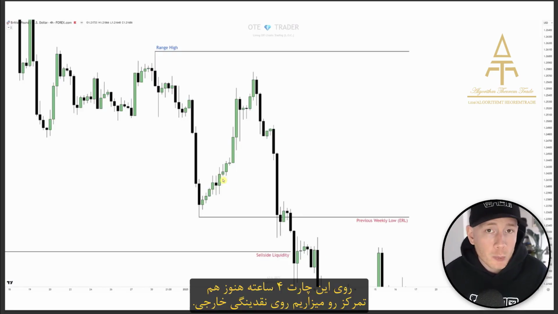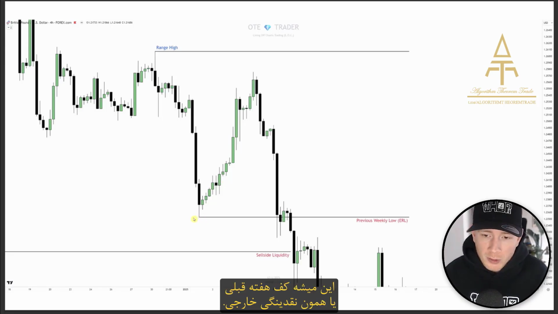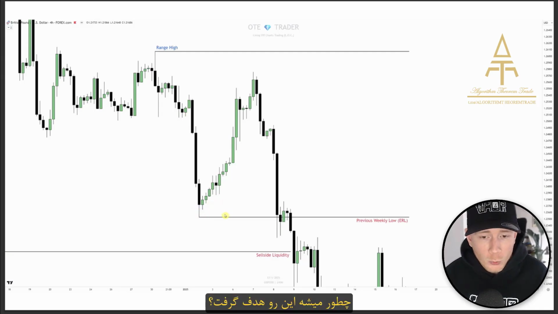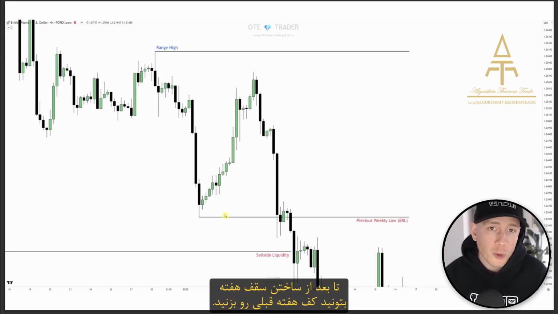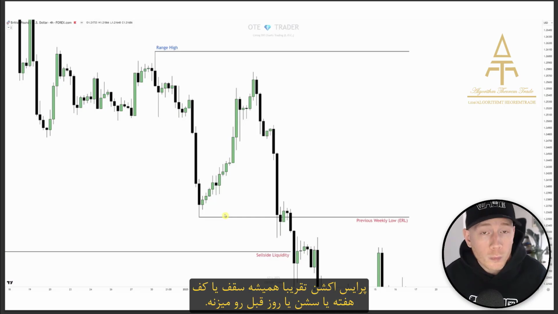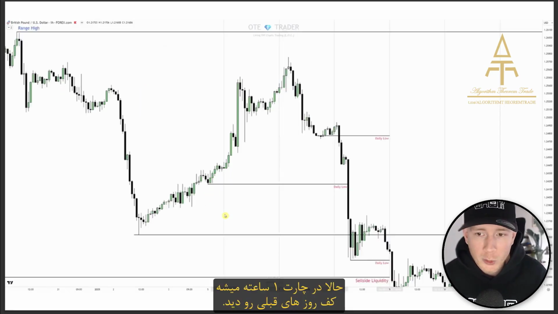So if we zoom in a little bit more, 4-hour chart, and we're still focused on that external range liquidity, right? For example, over here, we've got a previous weekly low, which is external range liquidity. And how do we target this, right? If you're talking about a previous weekly low, you want to position yourself on the correct day of the week to frame the high of the week, and then you target the low of the previous week. Price action almost always takes out previous weekly high or low, or previous daily high or low, or a previous session high or low.